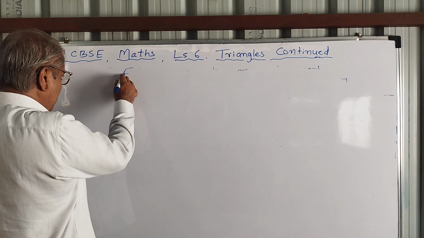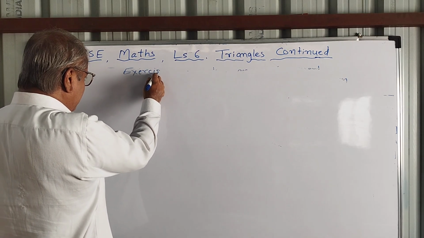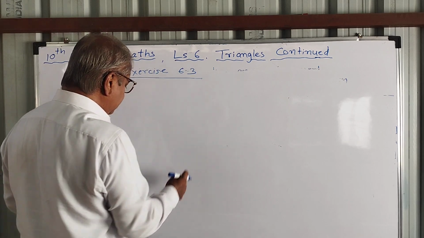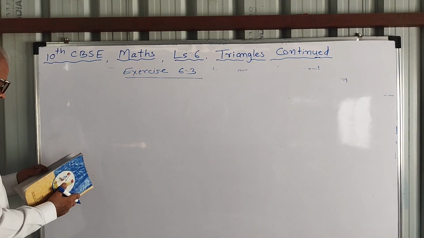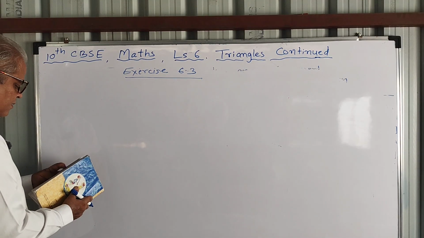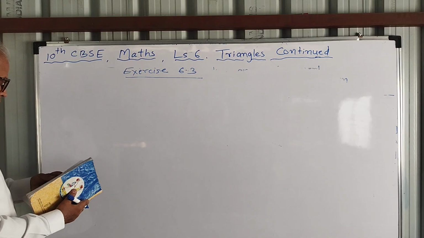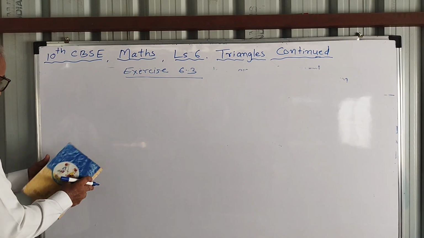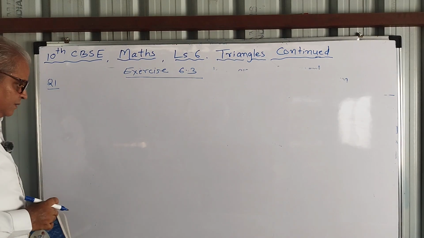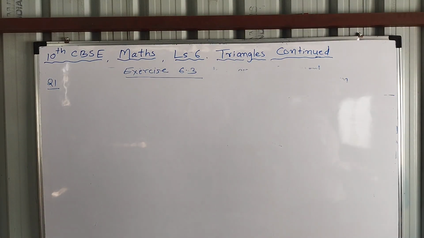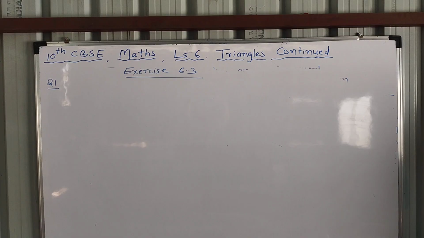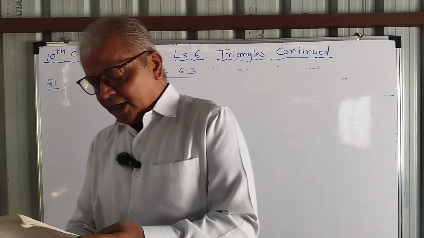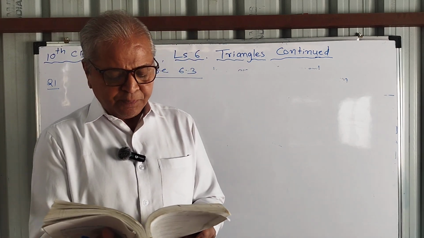So exercise 6.3. Question number 1. State which pair of triangles in figure 6.34 are similar.